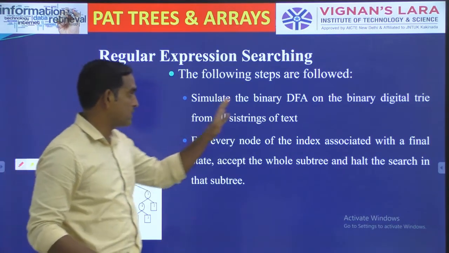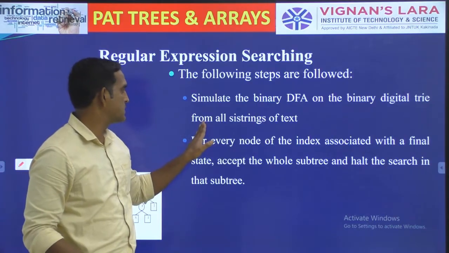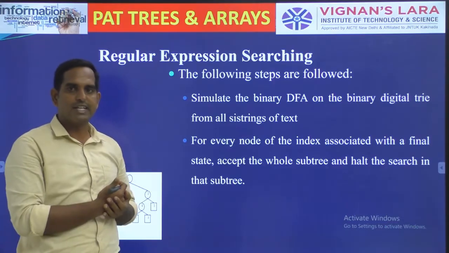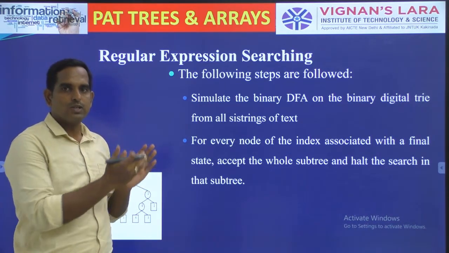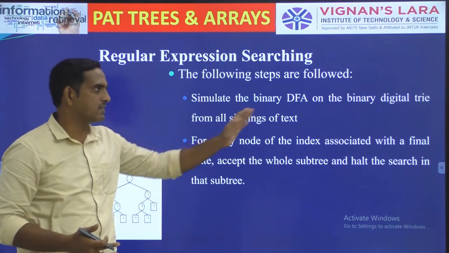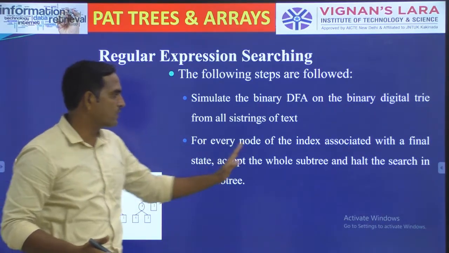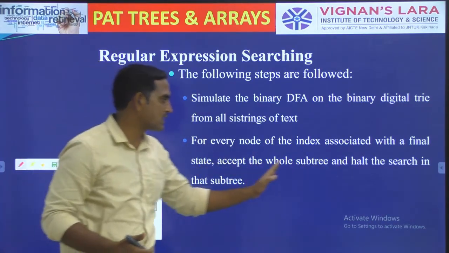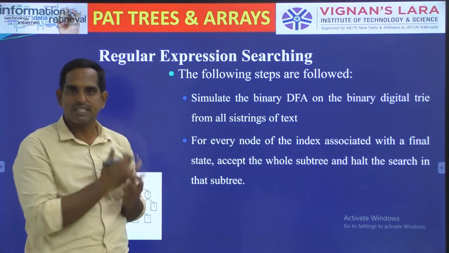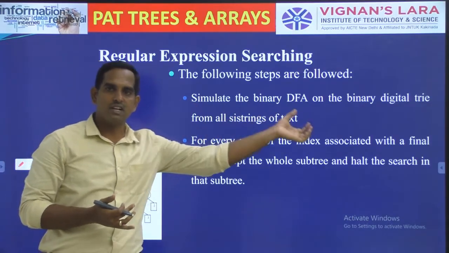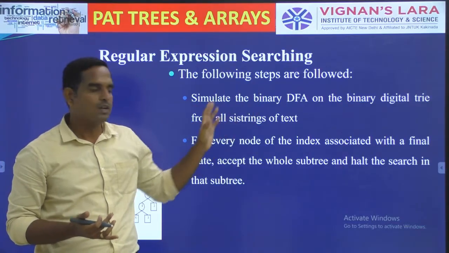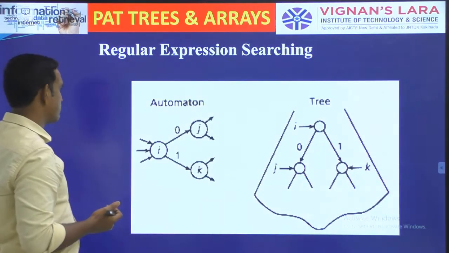Now simulate your binary DFA on the binary digital trie from all the strings of the particular text. Now you are having a DFA with a particular text. Use that particular text and create a binary tree or your patricia tree with all the strings. For every node of your index associated with the final state, accept the whole subtree and search in the subtree. Now you can perform the searching by traversal, and whichever reaches your final state will be your regular search successful.